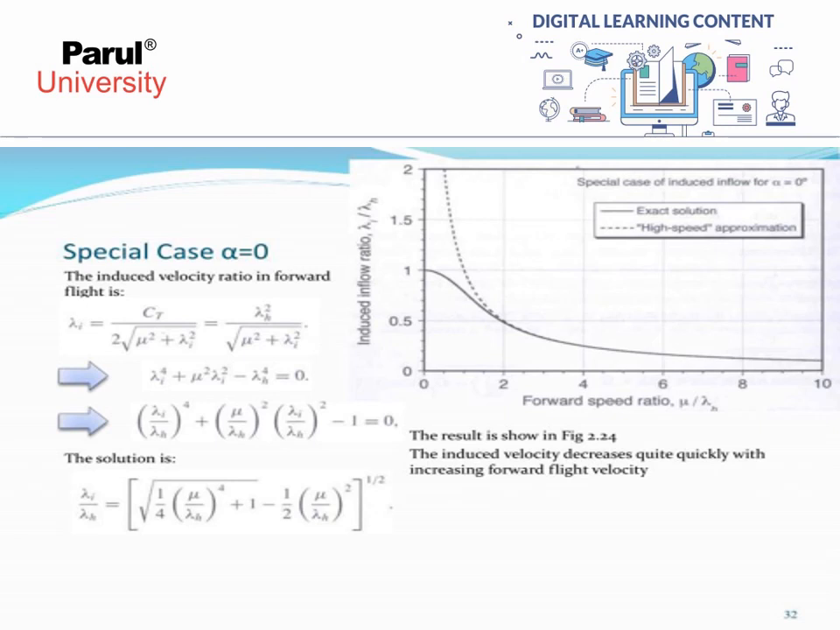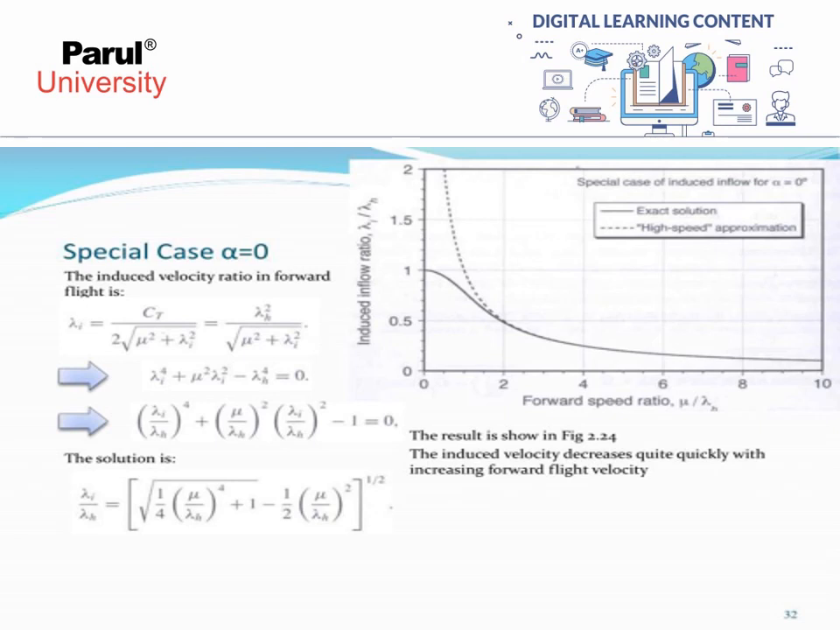The solution is lambda by lambda h equal to square root of, in bracket, square root of 1 by 4 mu by lambda h whole to the power 4 plus 1, minus 1 upon 2 mu by lambda h whole square, the whole to the power of 1 upon 2. The result is shown in the figure. The induced velocity decreases quite quickly with increasing forward flight velocity.